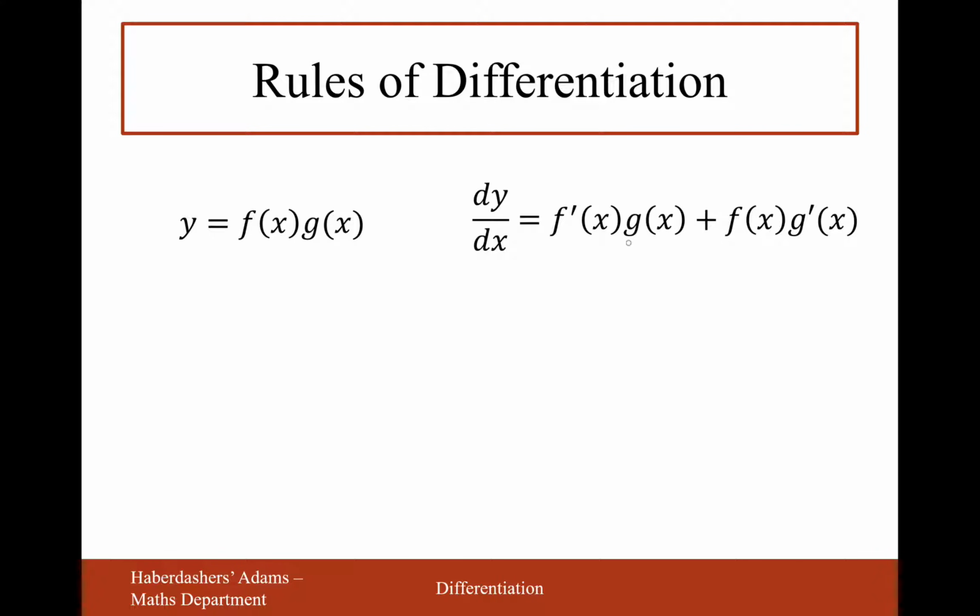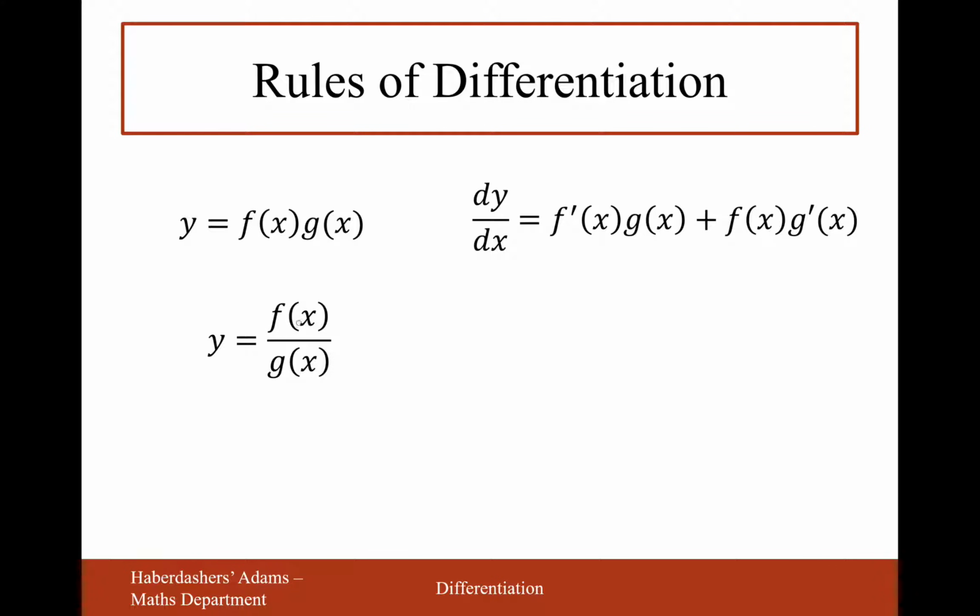You differentiate the first one and then multiply it by the second one, and then add it onto the other way around differentiated. So keep the first function as it was originally, and then multiply it by the differential of the second function. Add the two results together. You can see that it doesn't really matter which way around your f and your g were, because you're going to be differentiating one of them, keeping the other one the same, and then adding it onto the other way around, basically.